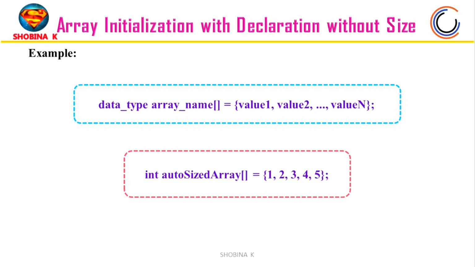In this case, it is an auto-sized array. Next, empty square brackets. The absence of size within the square brackets indicates that the compiler will automatically determine the size of the array based on the number of elements provided in the initialization list. Value 1, value 2 up to value n is the initialization list enclosed in curly braces. It contains the values that will be assigned to the array elements. In this case, the size of the auto-sized array is 5 because there are 5 elements in the initialization list.